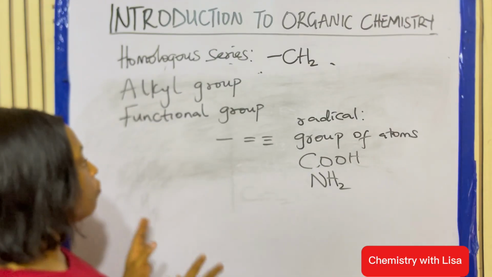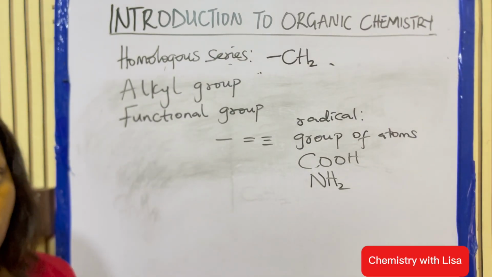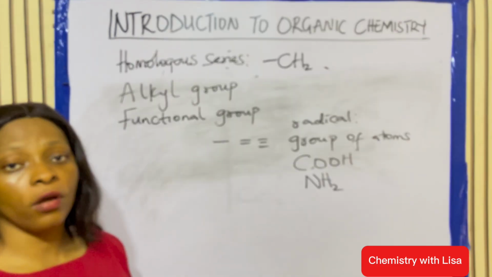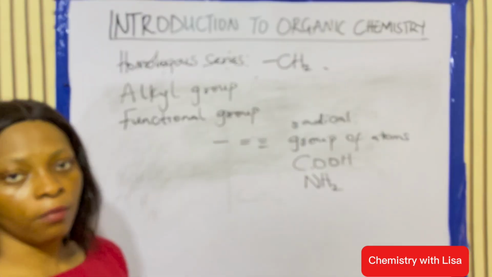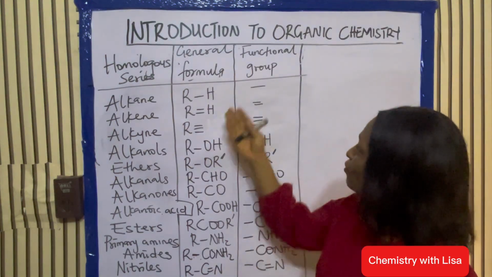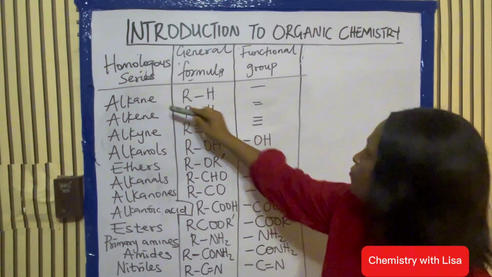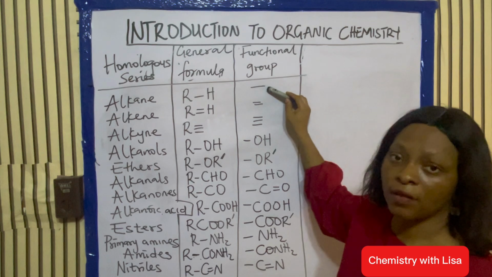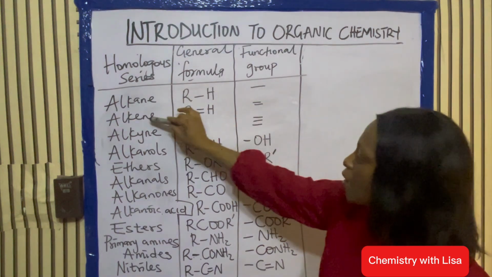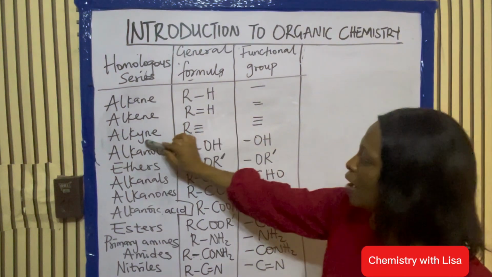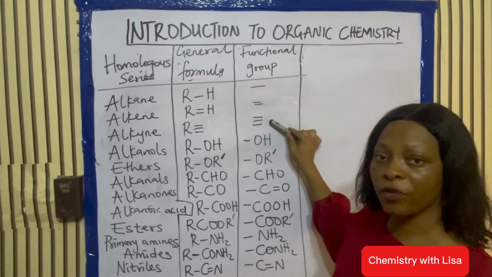Okay, so I'm going to be showing us the various functional groups that we have so that we can memorize them, and it's going to help us in identifying compounds. So let's look at the various functional groups we have. You have alkane, and the functional group is a single bond. You have alkene, the functional group is a double bond. You have alkyne, the functional group is a triple bond.